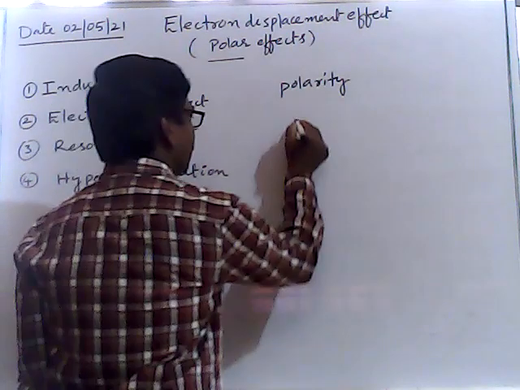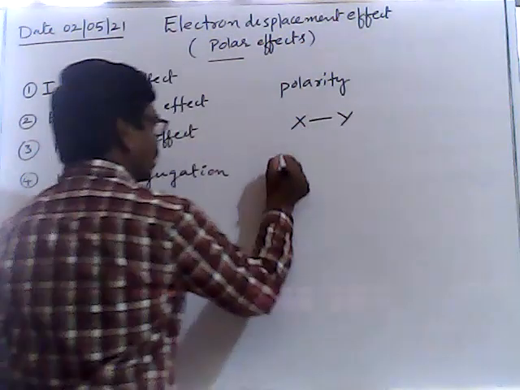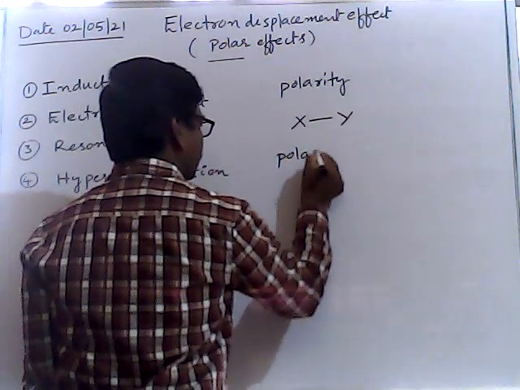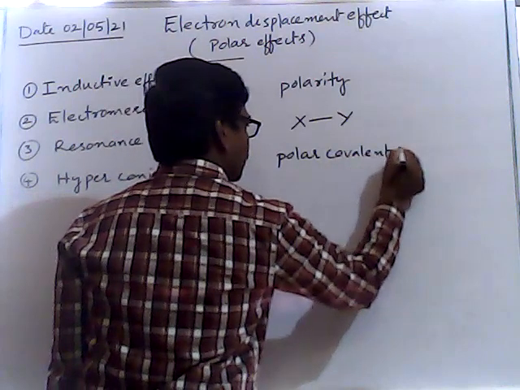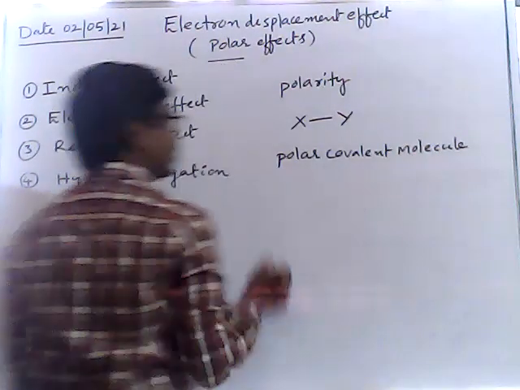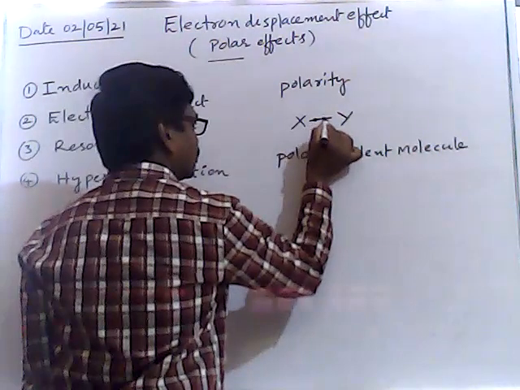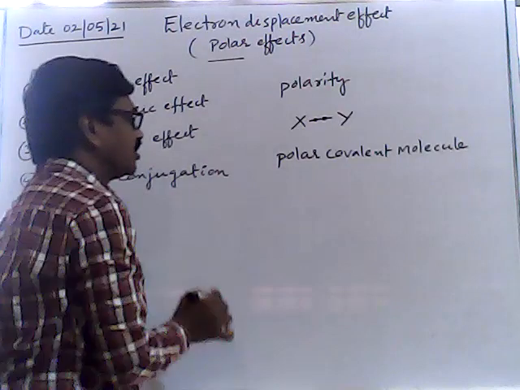See, for example, here X and Y. This is a polar covalent bond. This is a polar covalent molecule. Okay. Here there are two electrons in this bond.